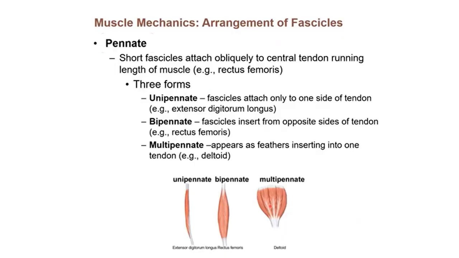So here you have your pinnate muscles. They have short fascicles, attached obliquely to the central tendon. Now, there are three forms of pennate muscles that you should know. If you have a simple feather, that is called unipennate, where one side of a feather is attached. If you have two of them, you call it bipennate. And then you have this one with a lot of feathers stuck together, the multipennate type of muscle.